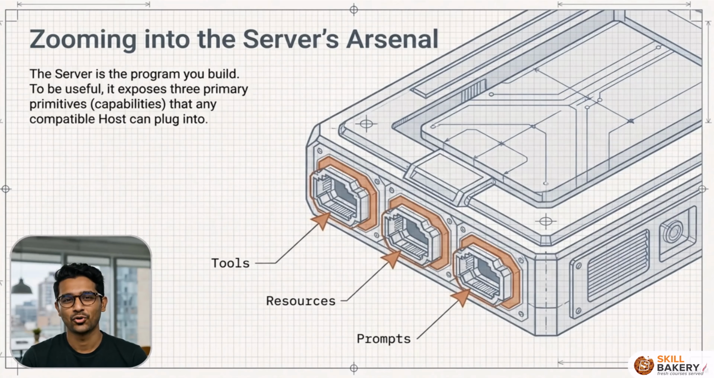The server is the program you build, and to be useful to the host, it must expose three primary primitives or capabilities. These are the ports that any compatible host can plug into: tools, resources, and prompts. These three elements constitute the entire functional arsenal of an MCP server.